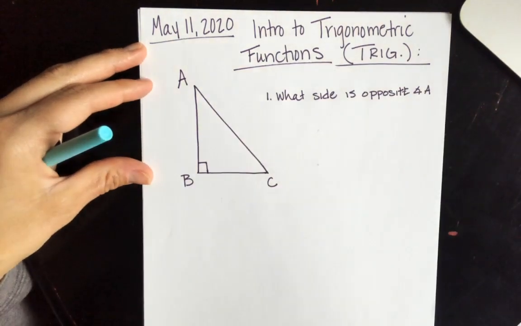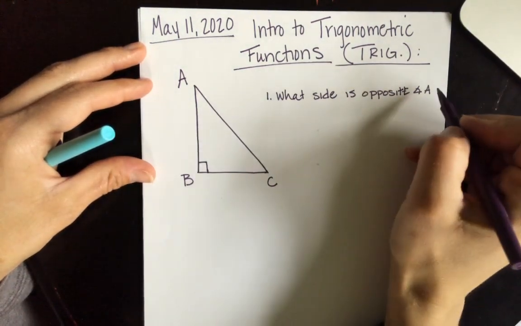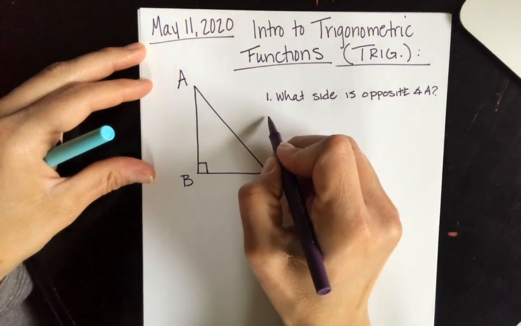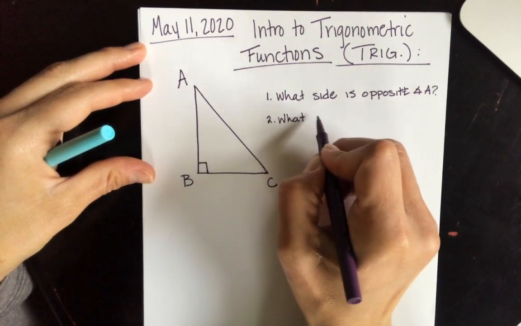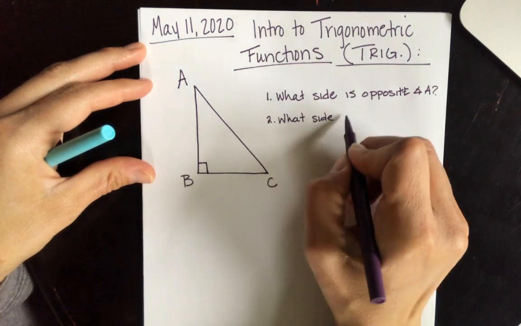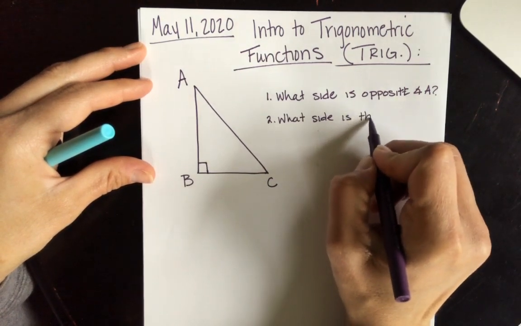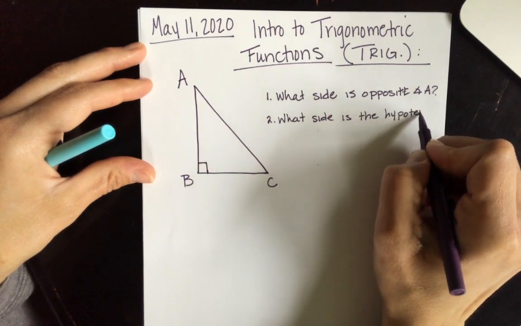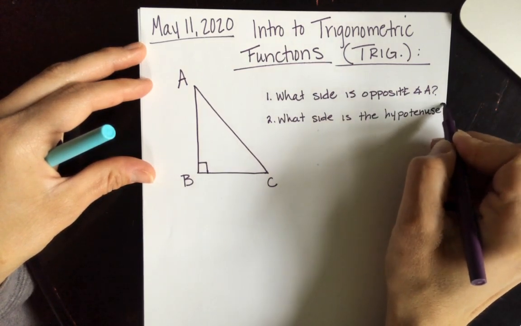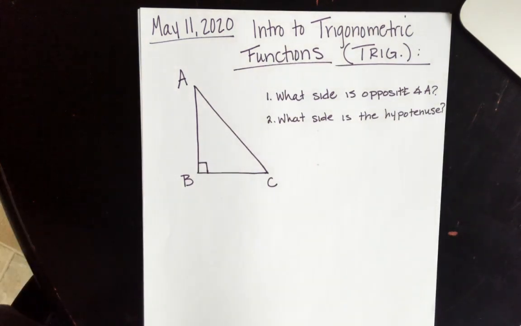As you get that answer, type that in, please. The next question I'm going to ask is, what side is the hypotenuse? And as you get that answer, type that in.